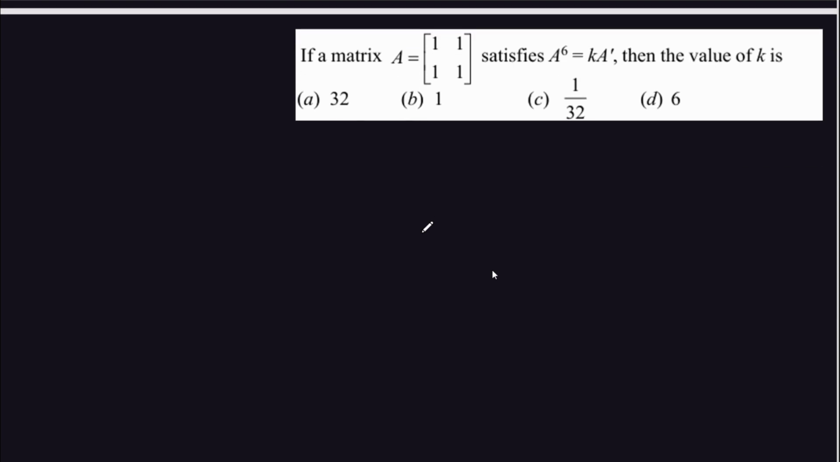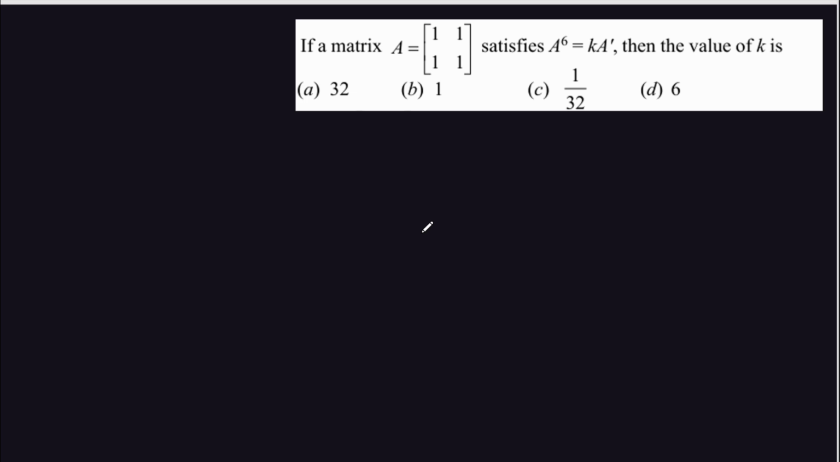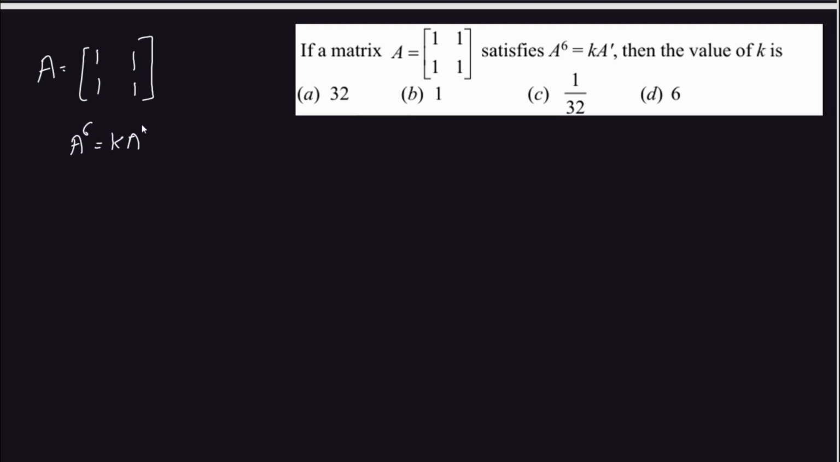What is this? They have given a matrix A, and they have asked me to find the value of K. How do I find the value of K? First I will write down the given. A matrix is given. What is this? It is A transpose. That is, A power 6 is equal to K into A transpose.